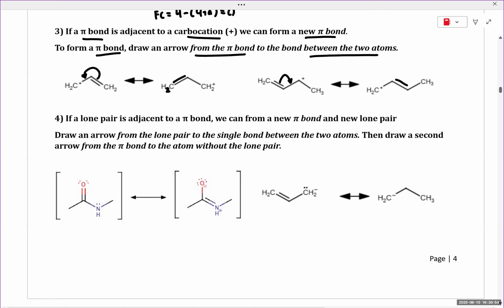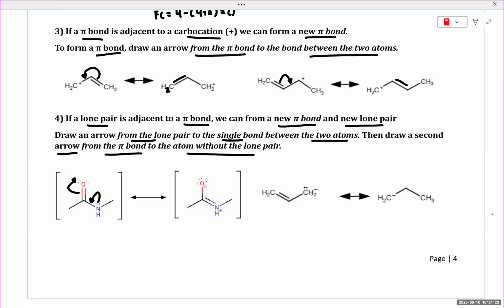One last common manipulation that you can do to draw valid resonance structures is if a lone pair is adjacent to a pi bond, we can generate a new pi bond and a new lone pair. So in this case, you draw an arrow from the lone pair to the single bond between two atoms, and then you draw a second arrow from the pi bond to the atom without the lone pair. So for example, in this case, nitrogen can kick its lone pair down to form a pi bond. This breaks the adjacent pi bond and generates a new lone pair.